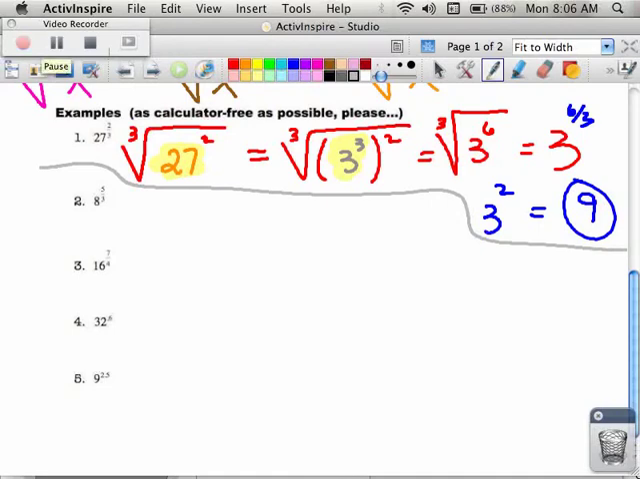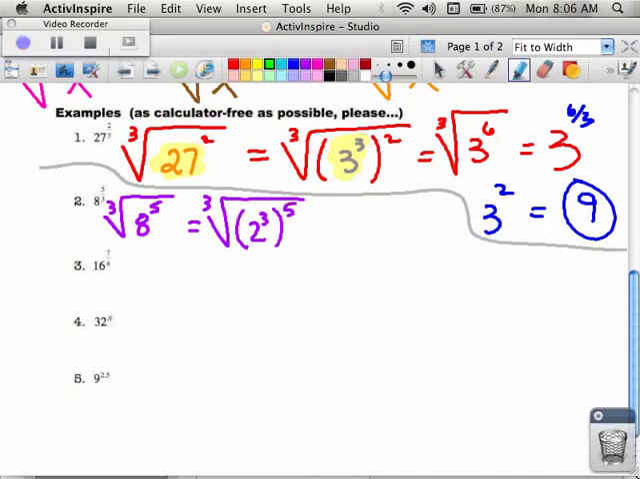So this next one we have 8 to the 5/3. If I start out kind of the same way, that means that I have the cube root of 8 to the 5th power. And I know 8 is 2 times 2 times 2, which is the same as 2 cubed. So this is really like saying the cube root of 2 cubed to the 5th power. And this 8 is the same as this 2 cubed.